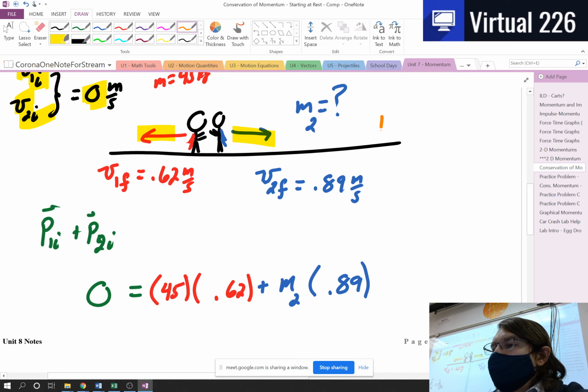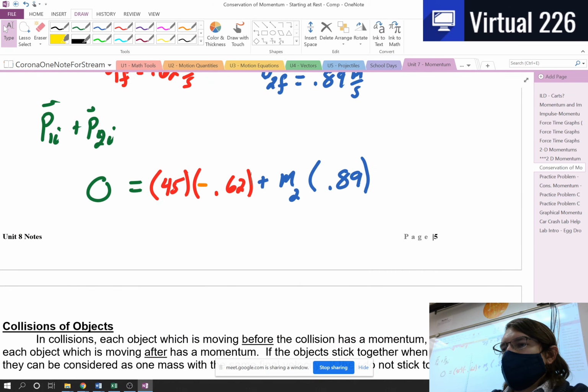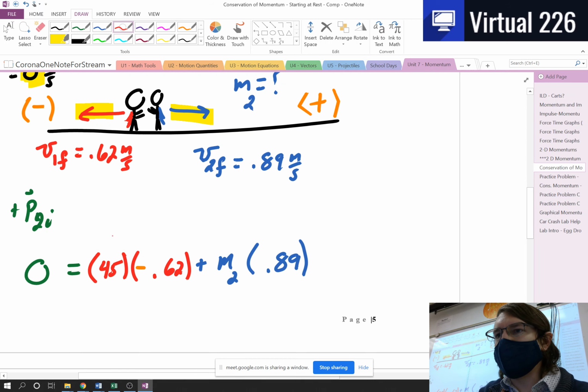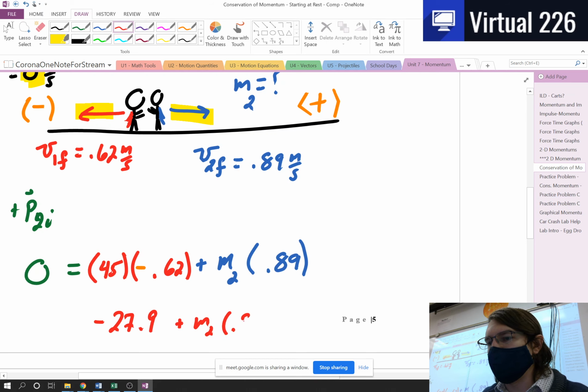Sure. Classically in physics, we could say right is positive. That's kind of like the math thing, right, on the x-axis. So if left is negative here, this 0.62 is actually a negative 0.62. This 0.89 stays positive. And this allows us to just go ahead and start solving this. If we pull out our trusty calculators, we can take 45 times negative 0.62, and we get negative 27.9, and that's going to be plus M2 times 0.89, and all this equals 0.